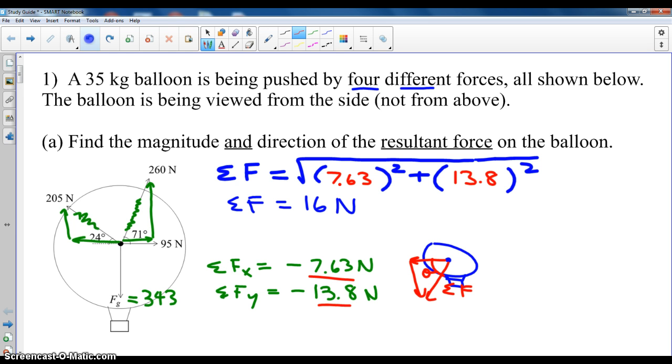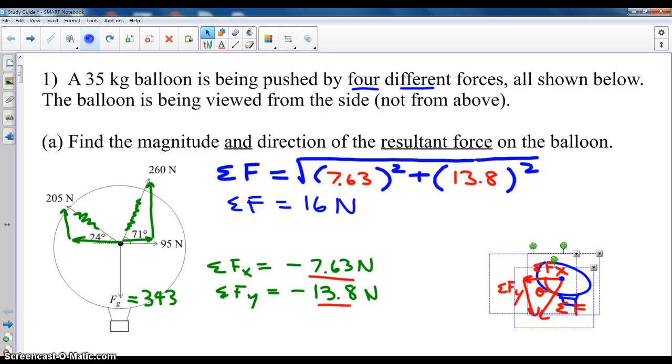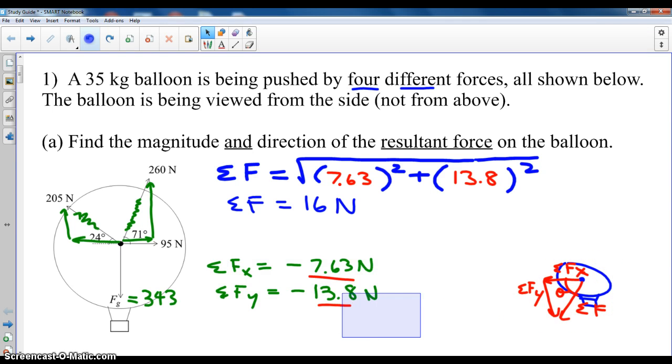Now I need to find theta. Theta, I can see clearly, is going to be inverse tangent of the total Y force over total X force. And it's going to be pointing down from horizontal left. That's the direction theta will have.